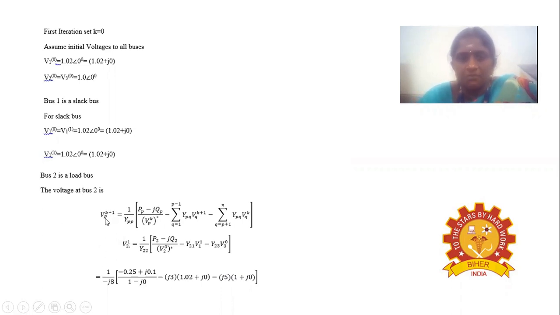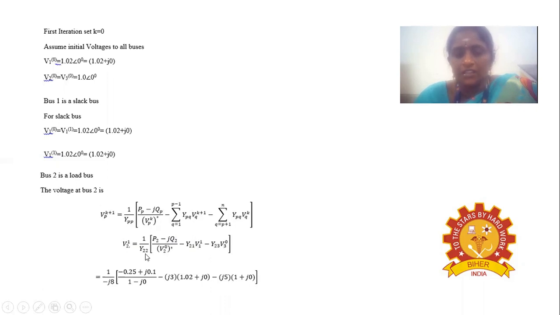In this expression, small p is the bus number. We are at the second bus, so substitute p as 2, and K is the iteration count 0, so 0 plus 1 equals 1. So V2 of 1 equals 1 by Y22 into (P2 minus JQ2 by V2 of 0 conjugate, minus Y21 V1 of 1). K plus 1 is 0 plus 1, which is 1. Like that, you substitute the P and Q values for the third bus also.